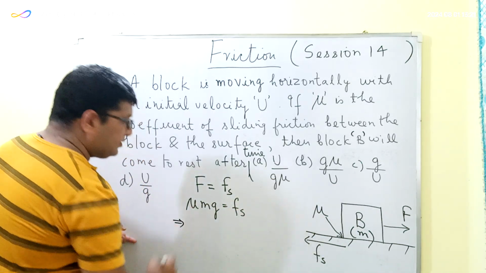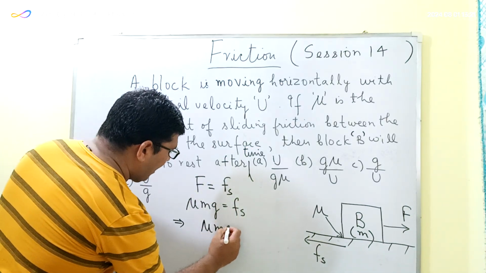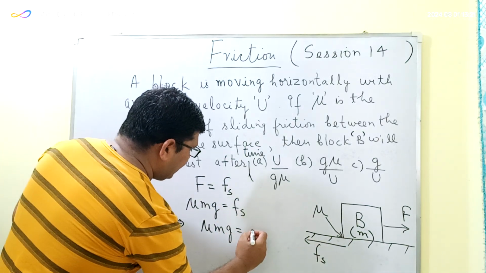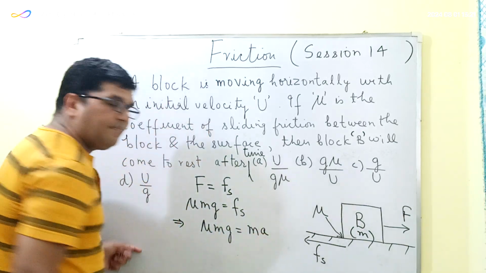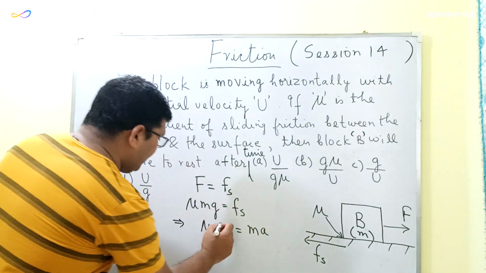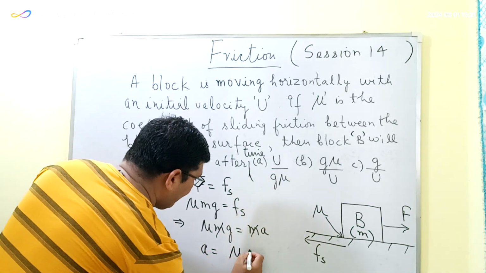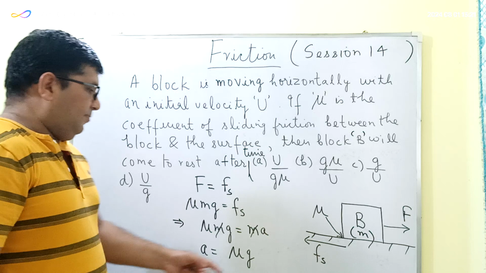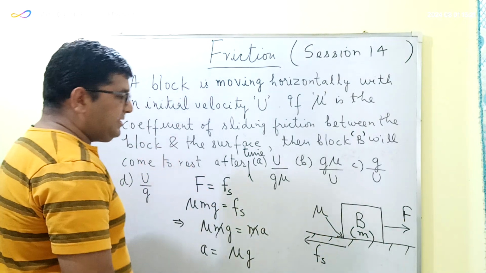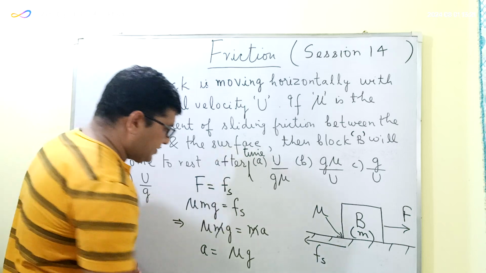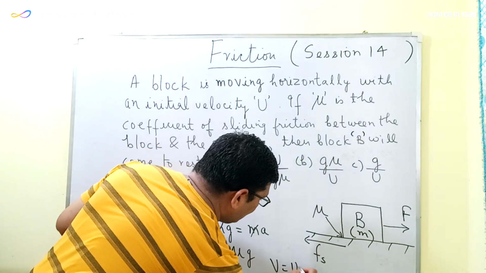So this block will come to rest only when this force of friction is equal to the applied force, and this applied force will be equal to m into a, where a is the acceleration. So from here I am getting the value of a as mu g. Now when this block will come to a halt, there will be a retardation. So in that case the equation of motion will be v is equal to u minus at.